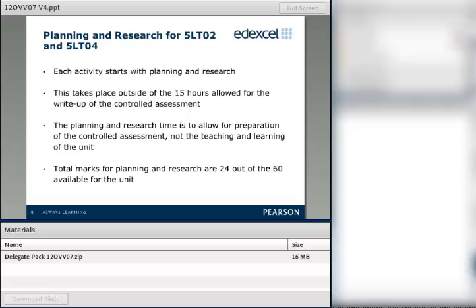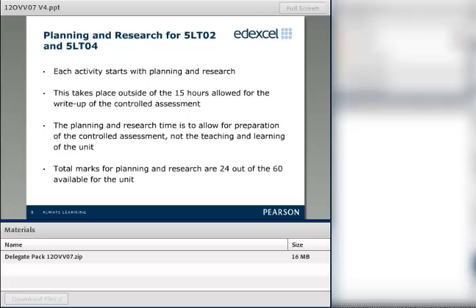Now, each activity is marked out of 60 marks. The planning and research total 24 out of those 60 marks, so it's quite a sizable proportion. The idea behind it is that it is a transferable skill. So hopefully, as the candidates get better at doing that, they get better at being organized, at putting structure into their own assignment, and take much more responsibility for their own work.